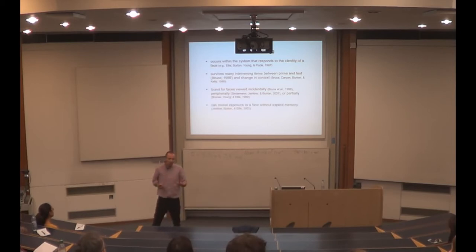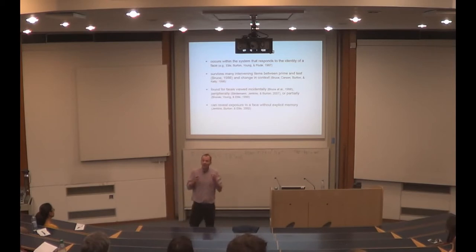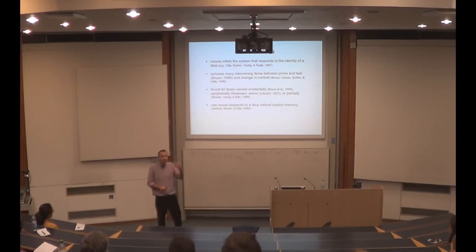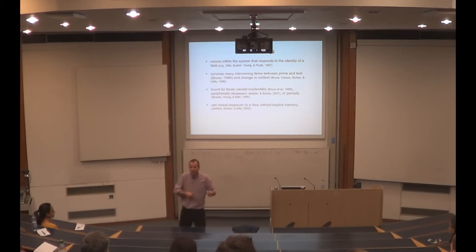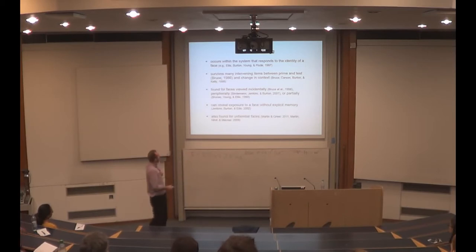But what's possibly most interesting is that Rob Jenkins a few years ago found that you can even get repetition priming when observers can't explicitly remember seeing the face in the first place. So you can present faces under very high attentional load, and you'll then find that observers have no explicit memory for which faces they've actually seen, but they still show the same strong repetition priming.